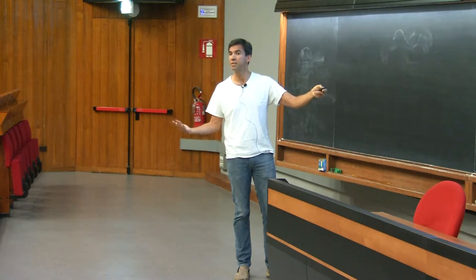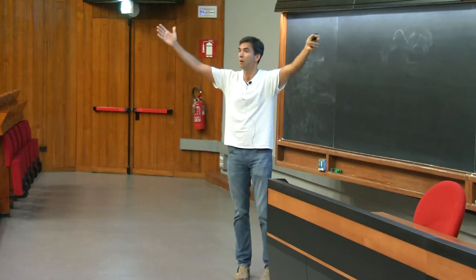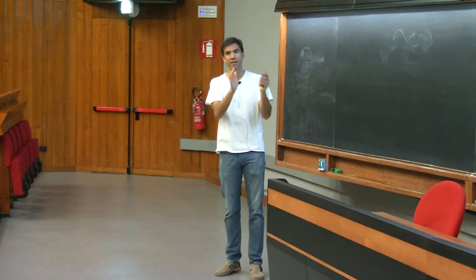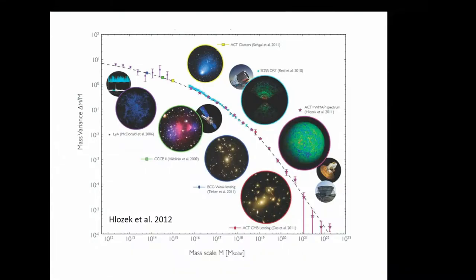That makes sense. The universe is homogeneous on large scales. One place of the universe is kind of like another place. On smaller scales, one patch of the universe can be quite different from another patch. The variance is bigger.